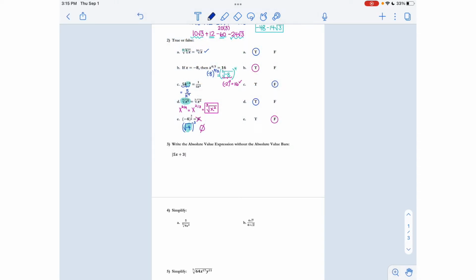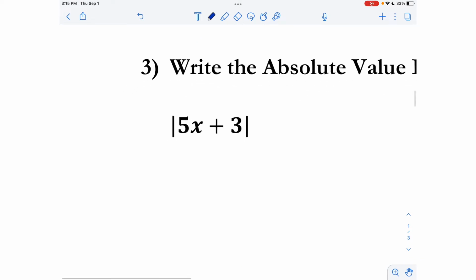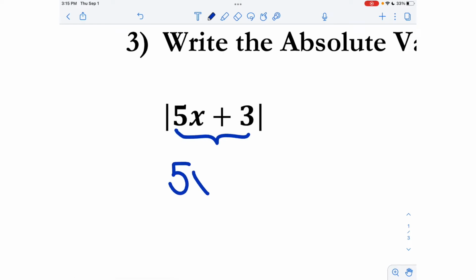The next one we just haven't talked about in a while. This is an absolute value one. It gives me no other information. So that is the situation where there's going to be two scenarios. When this happens, I'm going to take the inside and set it equal to 0.